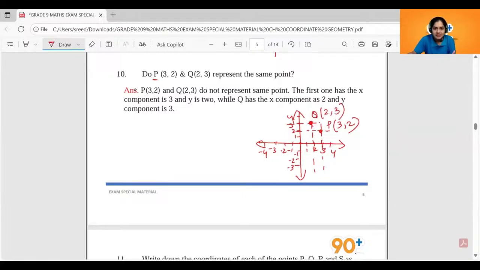So are they the same? See the points. Are the points P(3, 2) and Q(2, 3) the same? No, right? So points P(3, 2) and Q(2, 3) do not represent the same point. The first one has the x component 3 and y is 2, correct? While Q has the x component as 2 and y is 3. Correct?